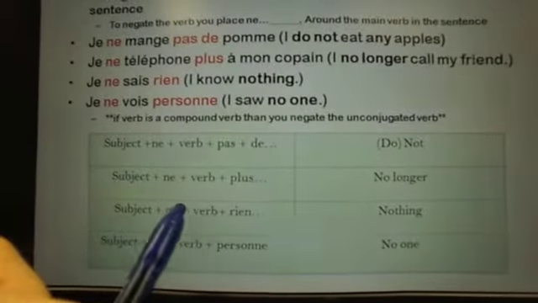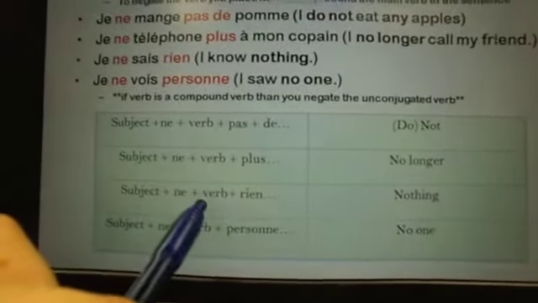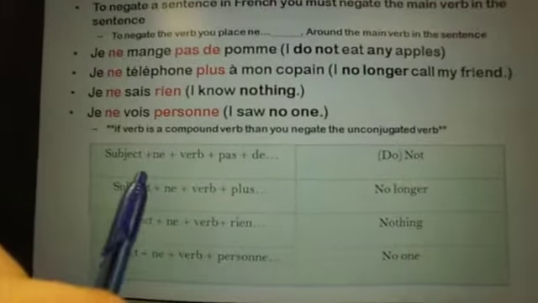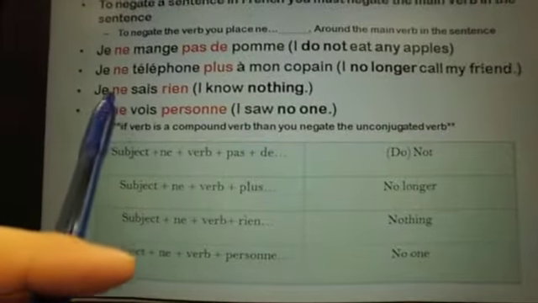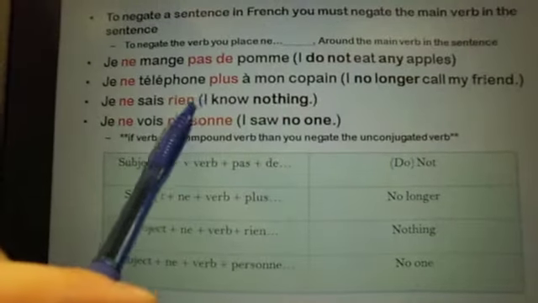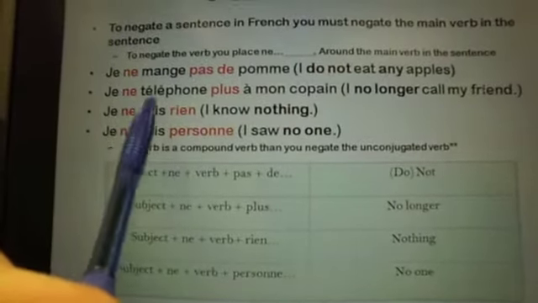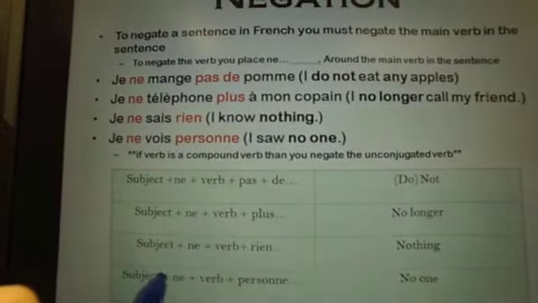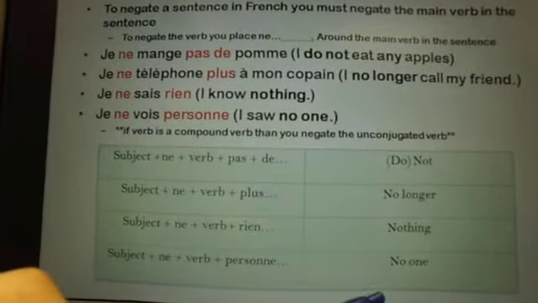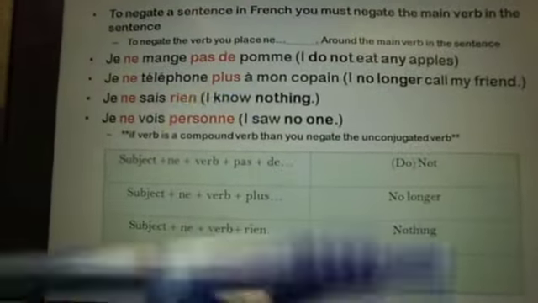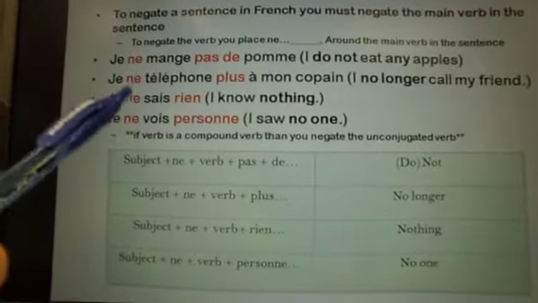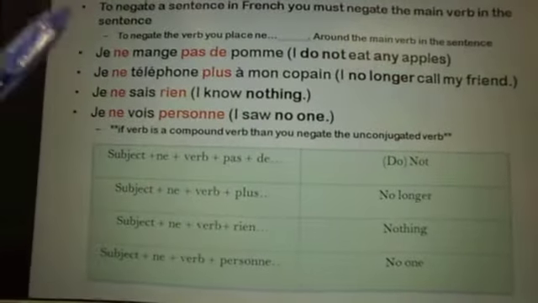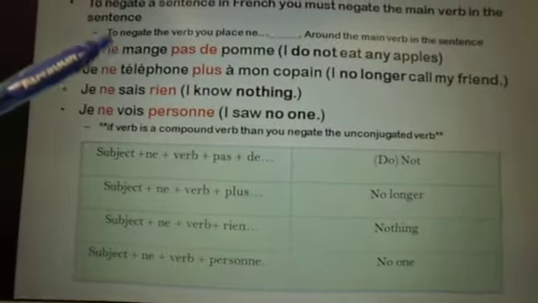With ne rien, which surrounds the verb, that is nothing. For example, in my example I used over here, I did je ne sais rien, which means I know nothing. Then the last one is ne personne around the verb, which means no one. In my example, I used the example of je ne vois personne. I saw no one. So I'll just read you the example I had for the first one.